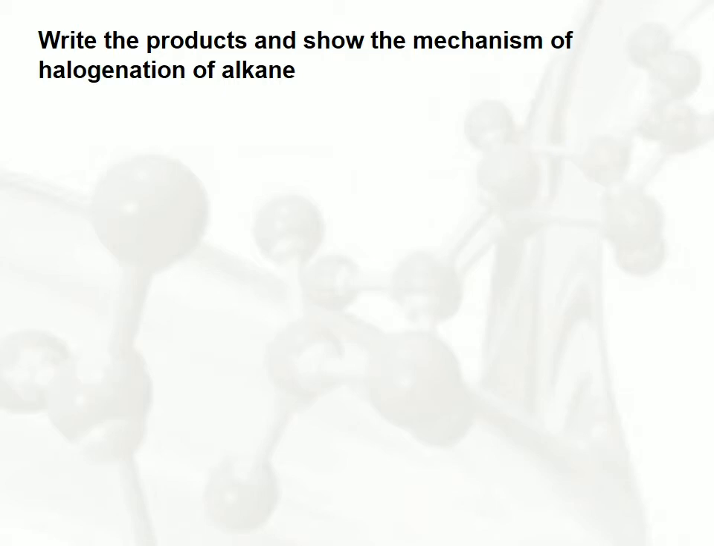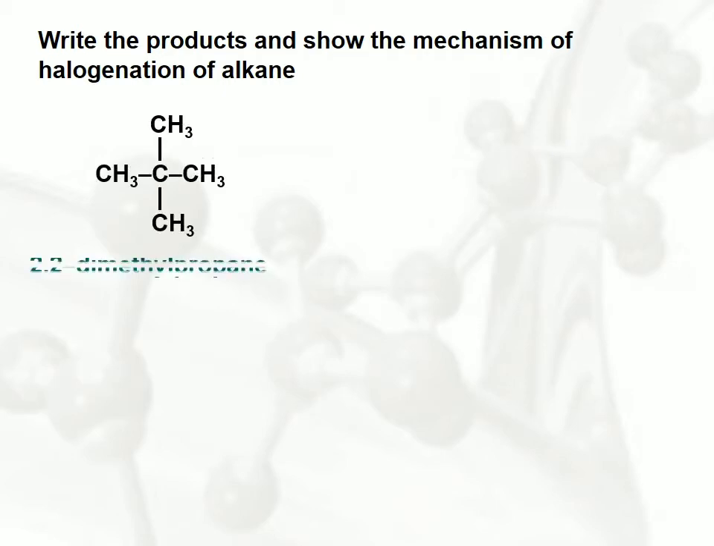Okay, so let's write the products and show the mechanism of the halogenation of alkane. In this example, we have 2,2-dimethyl propane. When it reacts with chlorine in the presence of light, what product will we get? Based on the compound, the chlorine atom will substitute one of the hydrogen atoms.